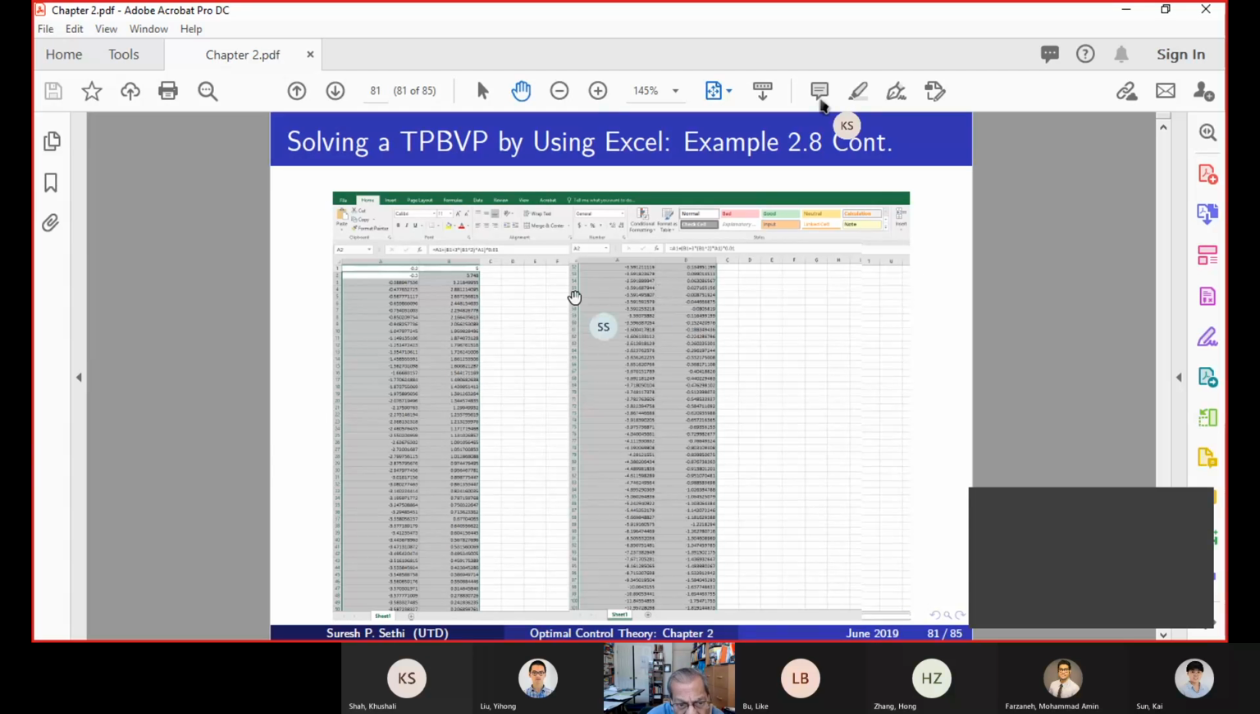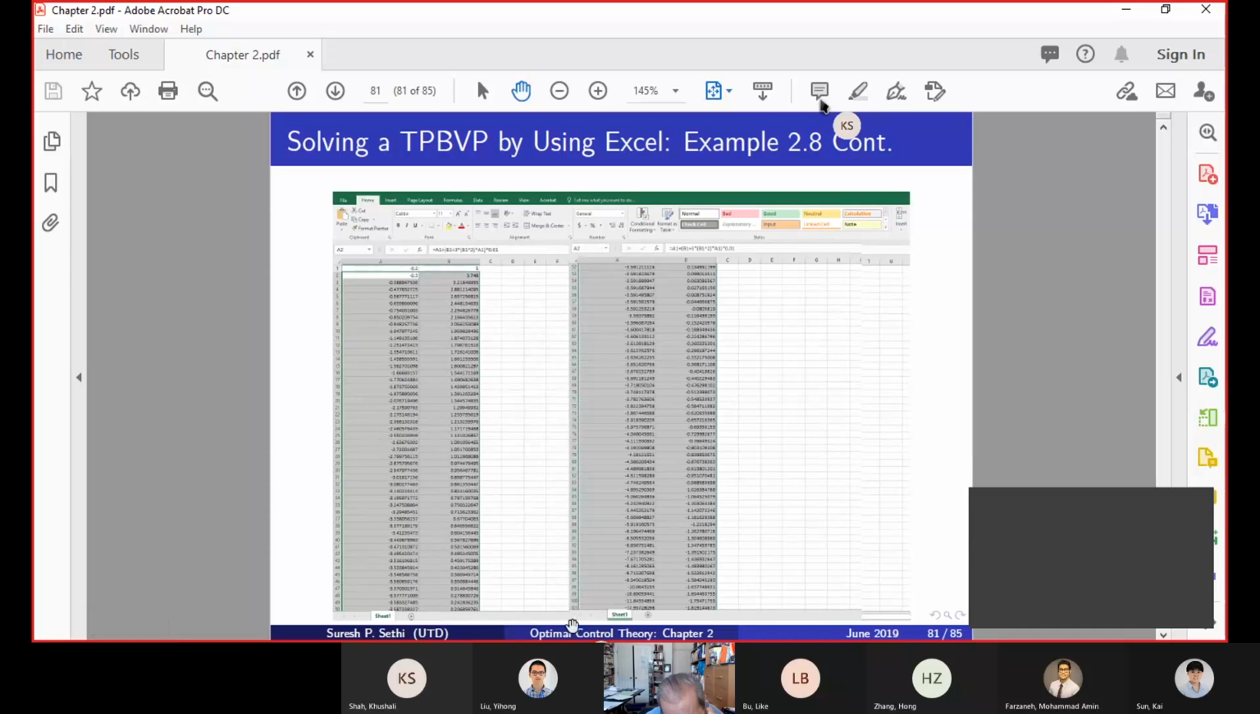And as soon as you give the guess of this value in these two columns, this is 1 and this is minus, this is lambda column, this is x column. So you put the equation in x1 column and lambda 1 column, and then you put the initial value. Immediately it gives you a trajectory.